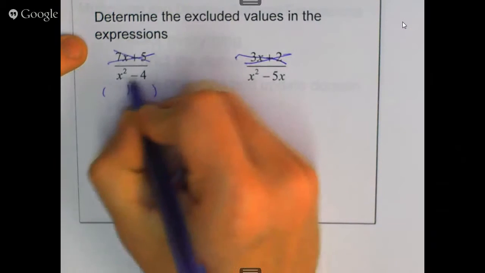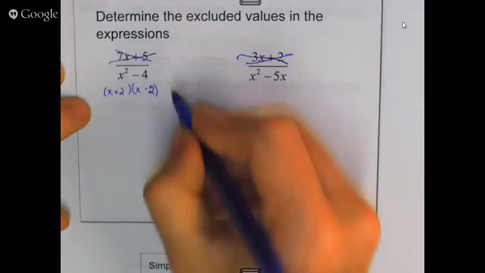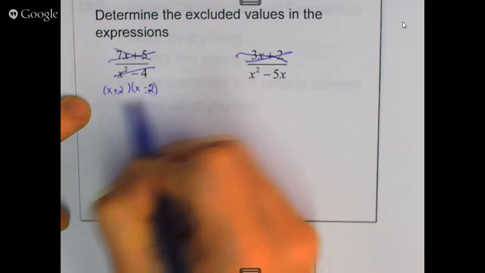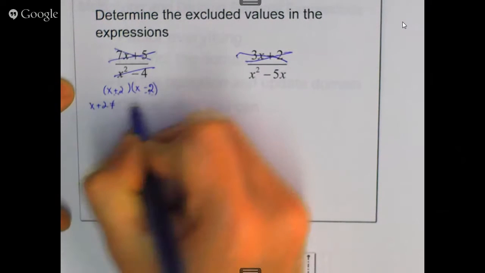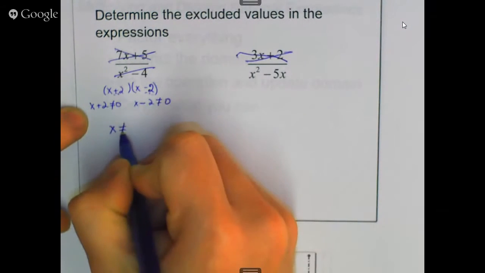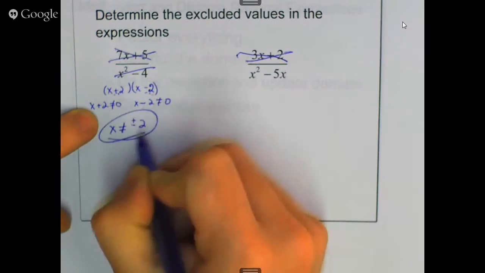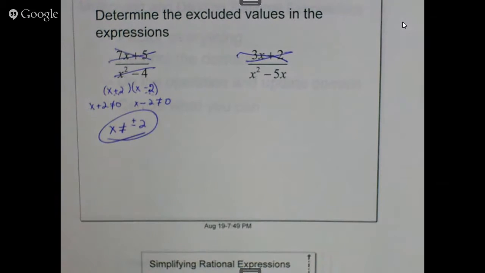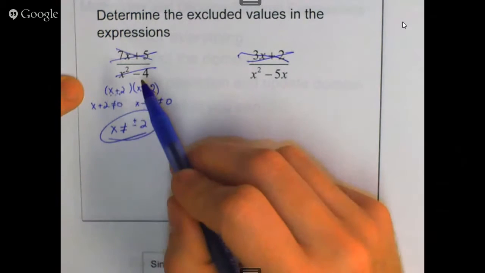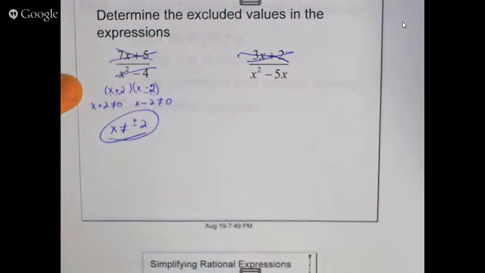You should notice this is a difference of squares, x plus 2, x minus 2. Neither one of these can be 0, because if one of these is 0, then I get 0 on the bottom. So x plus 2 cannot be 0, and x minus 2 cannot be 0. That means x cannot equal, if I subtract 2 over there, minus 2, and if I add 2 over there, plus 2. So x cannot be plus or minus 2. Because if I plug a 2 in here, one of these will be 0, and 0 times 4, or negative 4, is still 0.